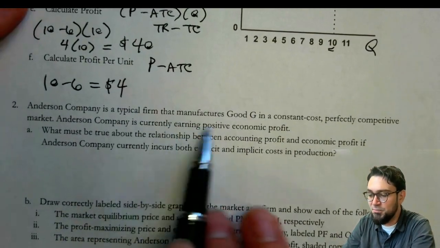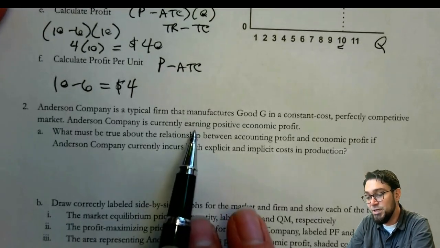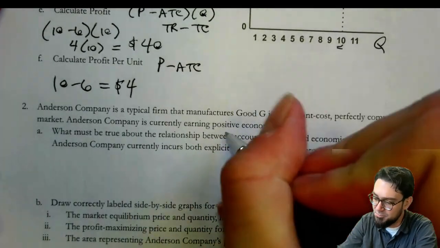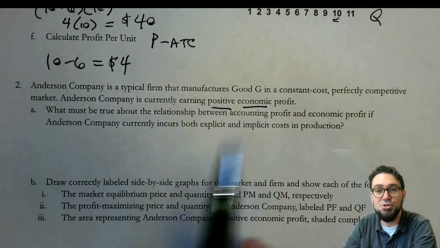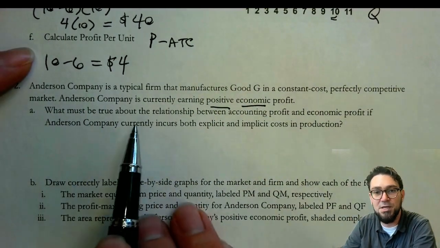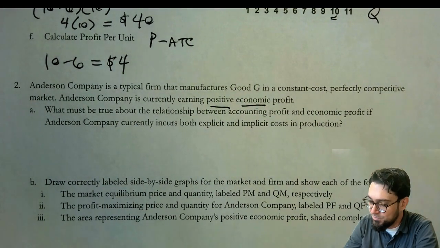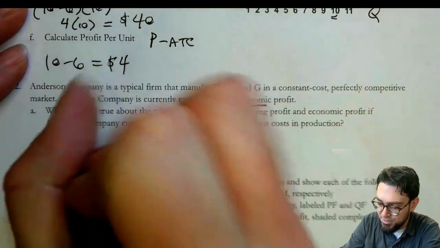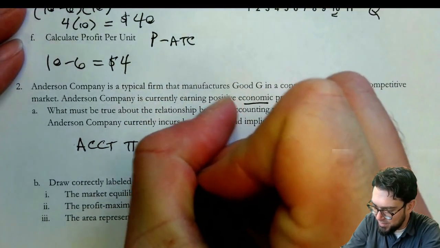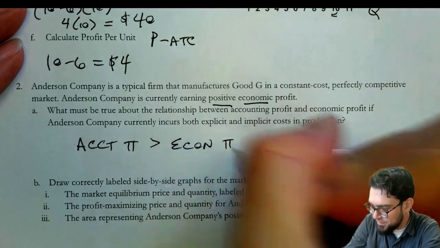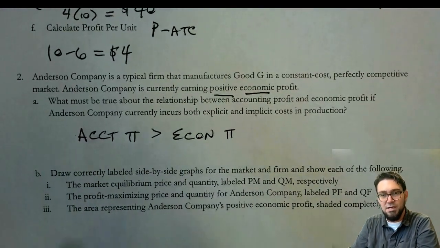Anderson Company is a typical firm that manufactures good G in a constant cost, perfectly competitive market. Anderson Company is currently earning positive economic profit. This is important, right? When we go to draw it, we're going to want to make sure we do that. What must be true about the relationship between accounting profit and economic profit if Anderson Company currently incurs both explicit and implicit costs in production? What must be true about that relationship is that accounting profit must be greater than economic profit. And that really is the only thing that we can say for sure must be true.